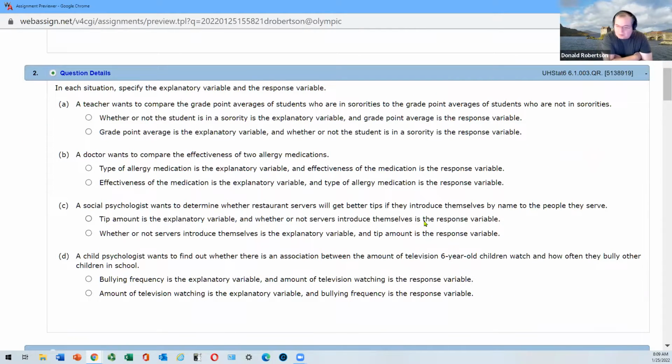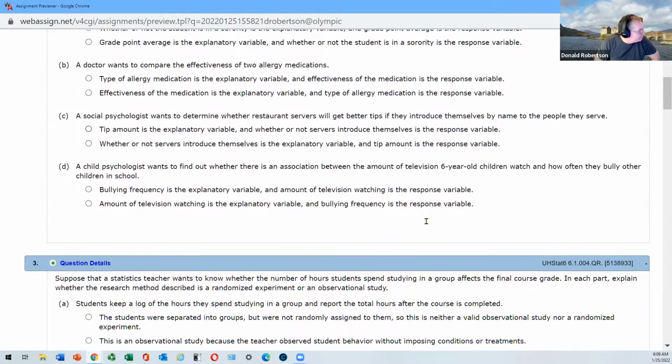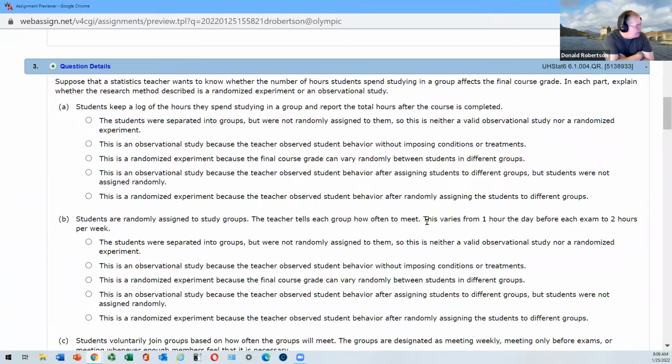Now, you remember explanatory and response variables. Explanatory was the x-axis, response was the y. Remember those guys? Well, there's a question about it. Now, question 3. Suppose that a statistics teacher wants to know whether the number of hours spent studying in a group affects their final course grade. In each part, explain whether the research method described is an experiment or observational, right? So it's back to that again.